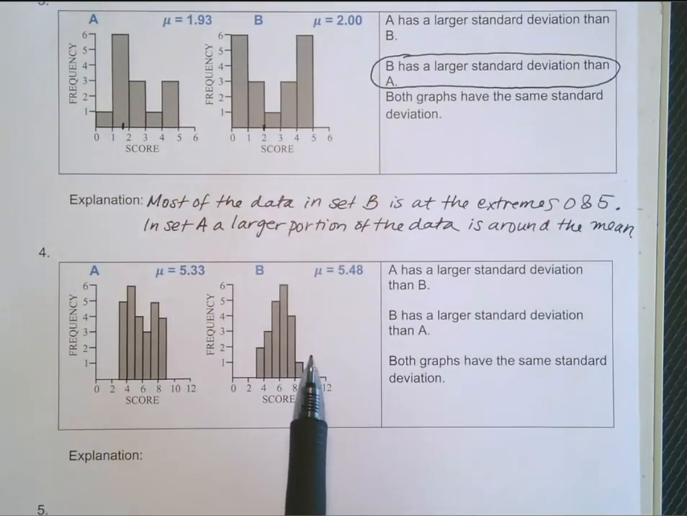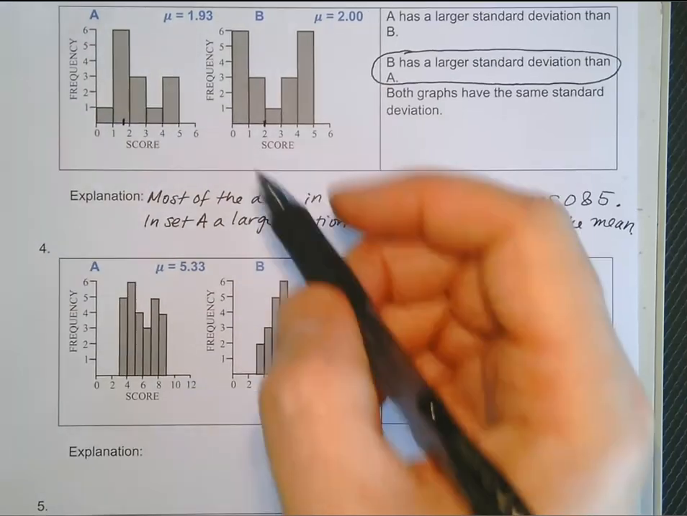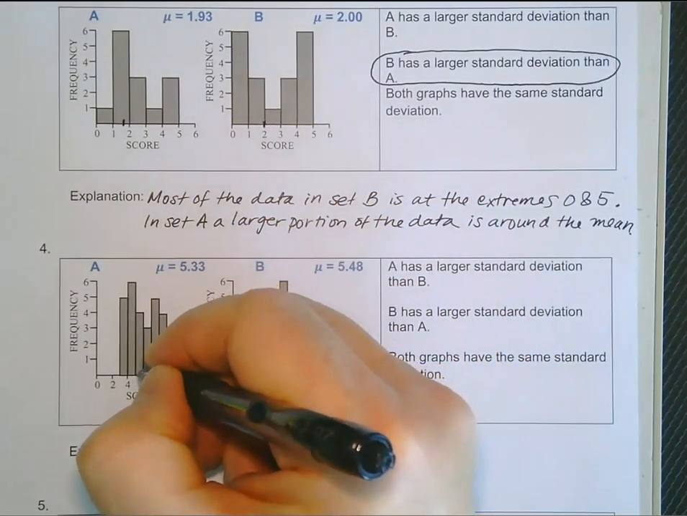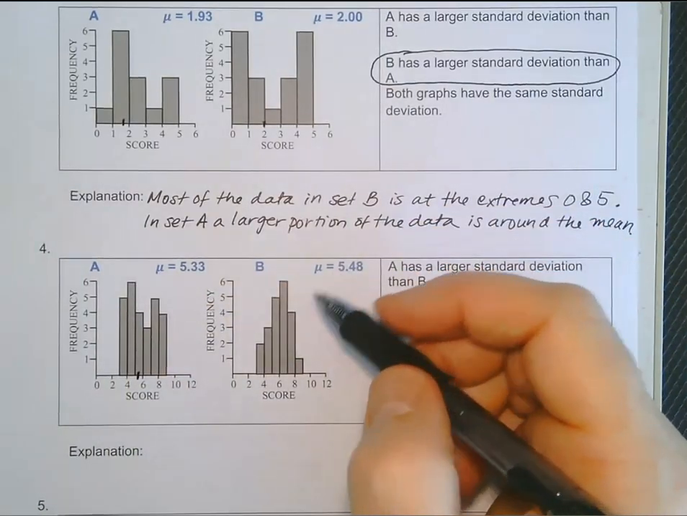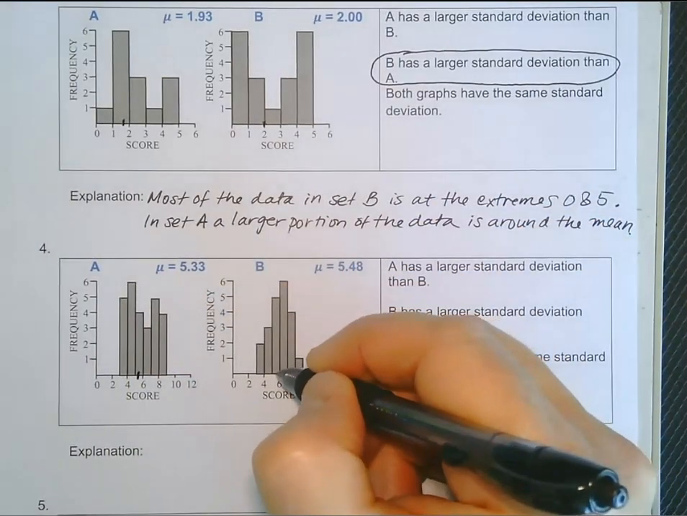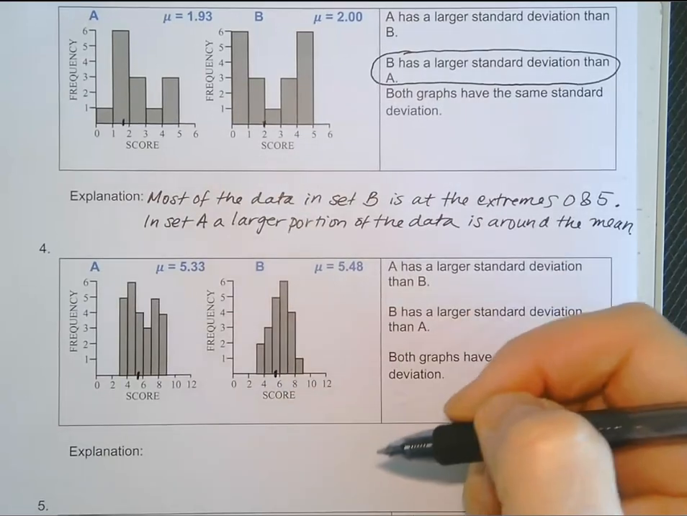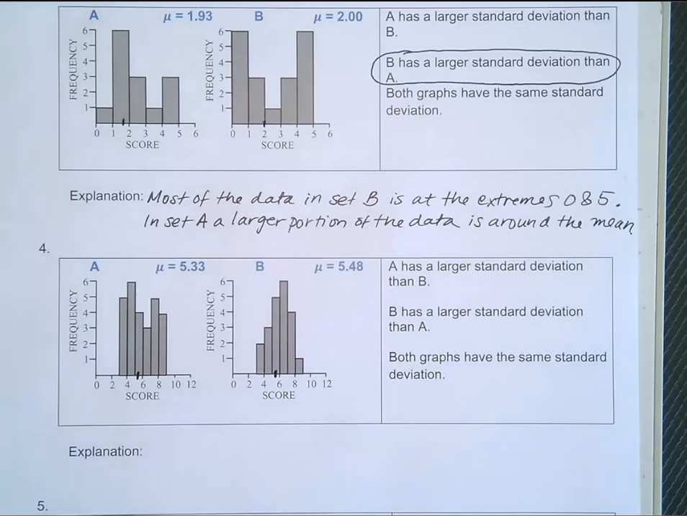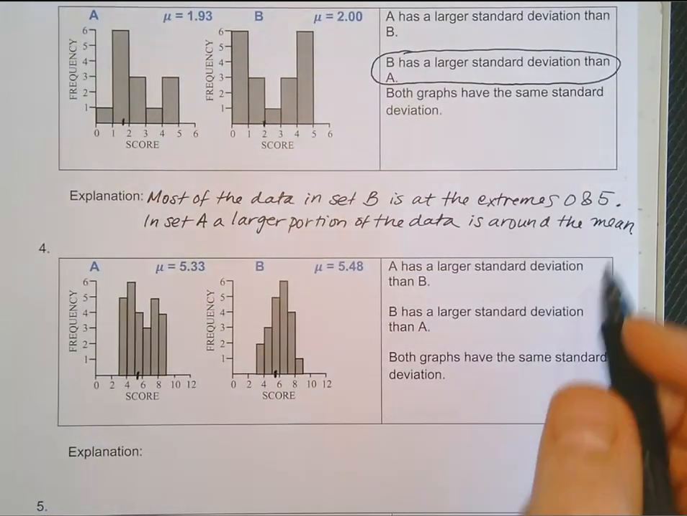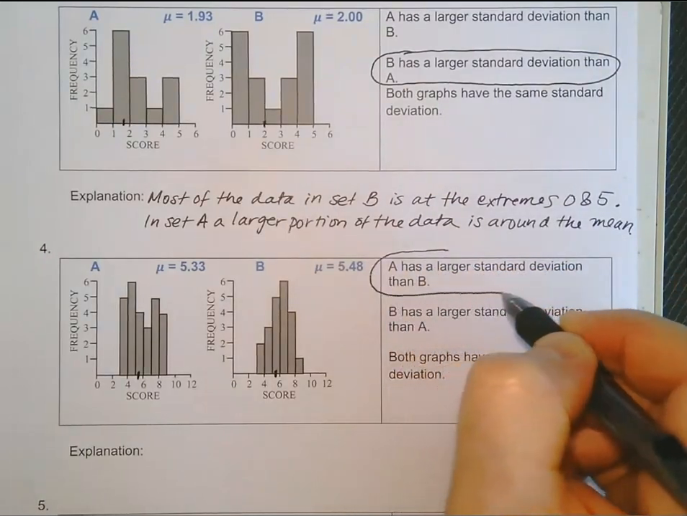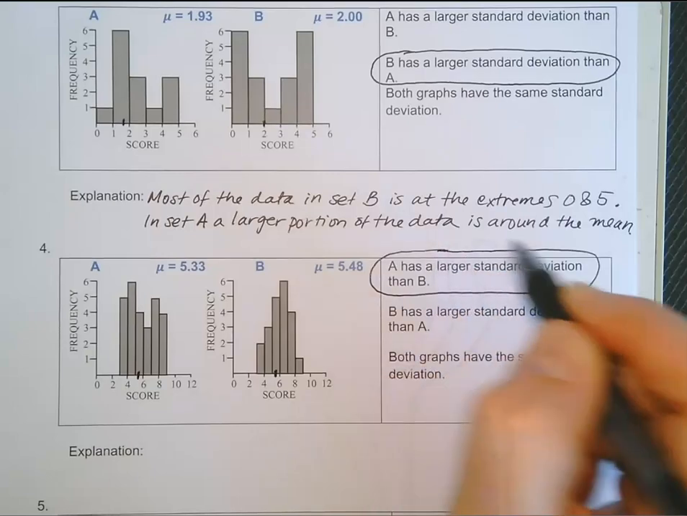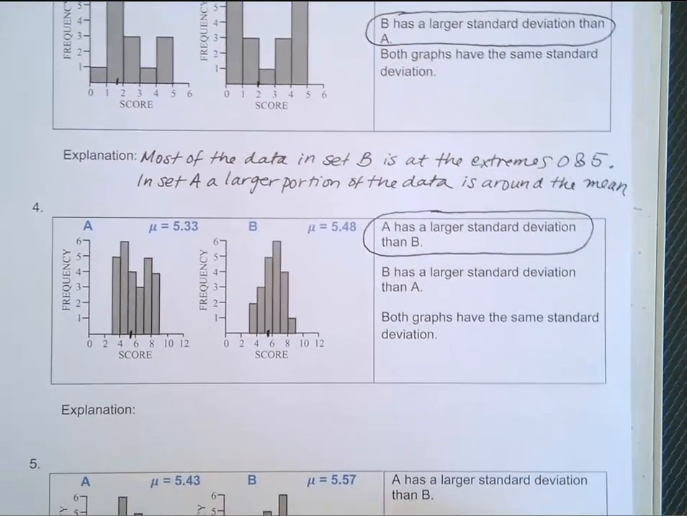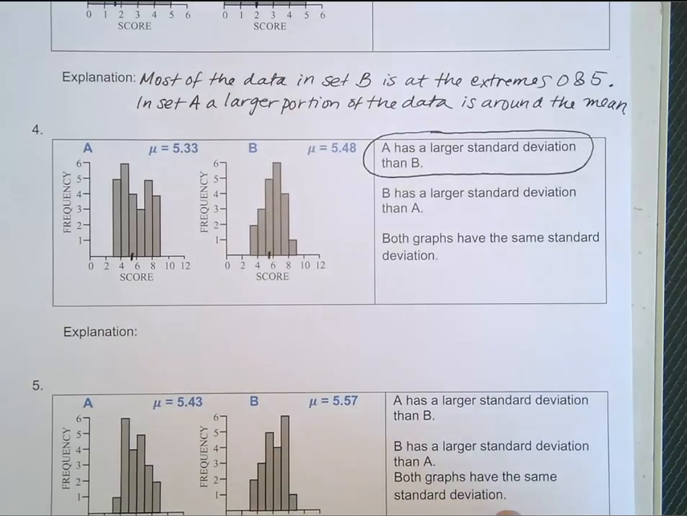Let's take a look at number 4. The average for the first one is 5.33, so it's about here, right? And for this one is 5.48. It's about here, right? Which one in this case would you say has the larger standard deviation or the more spread? A. Would you guys agree? Why would you say A? The extremes has more frequency.